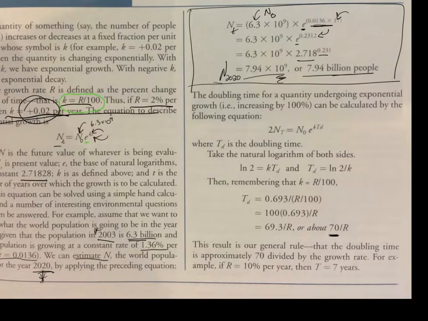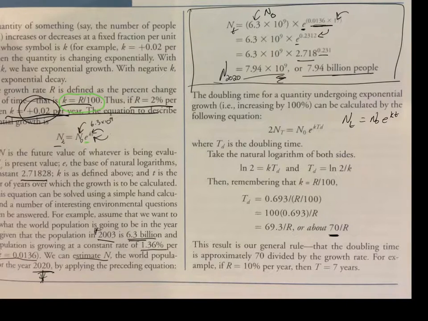So doubling time for a quantity undergoing exponential growth can be calculated by the following: 2N naught equals N sub t. All right. So now, where do you get that? Well, in order to understand where you got that 2, you have to first think about the derivation, as I understand it, which is the following. You have N sub t equals N naught e to the kt.